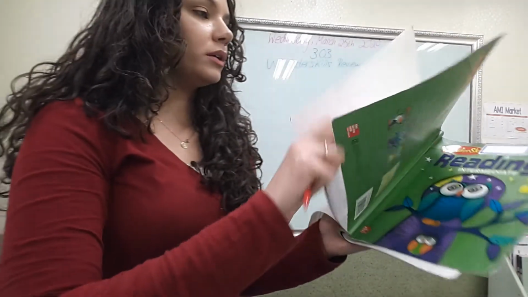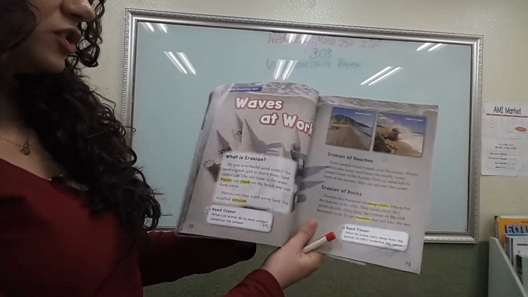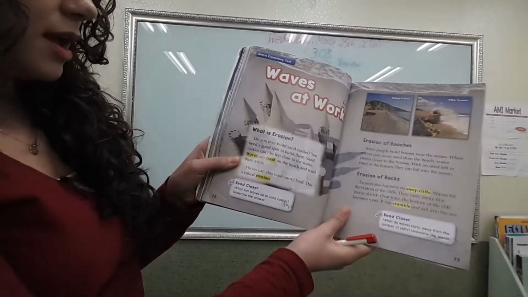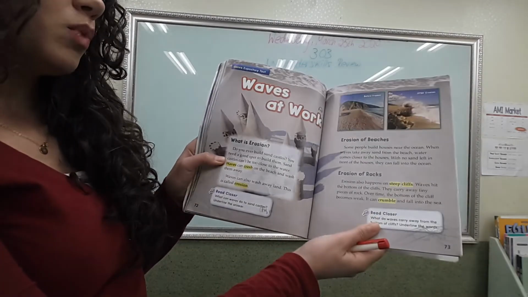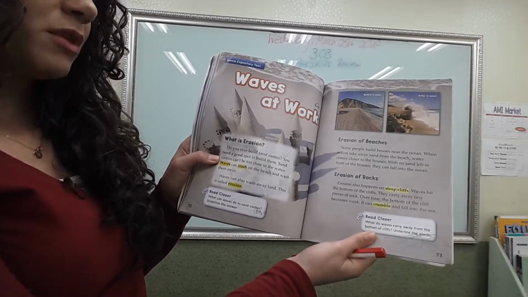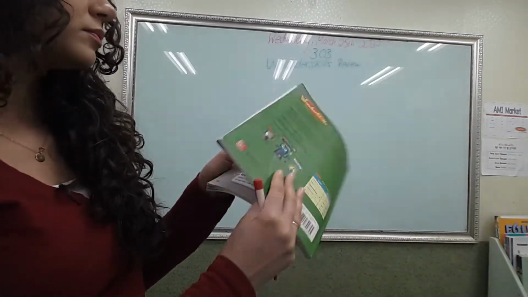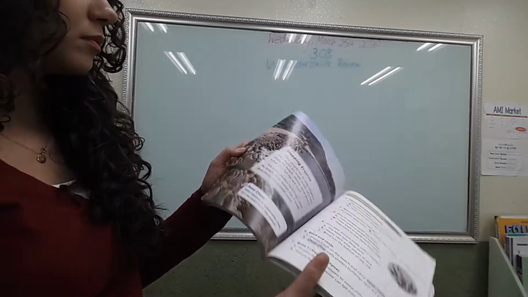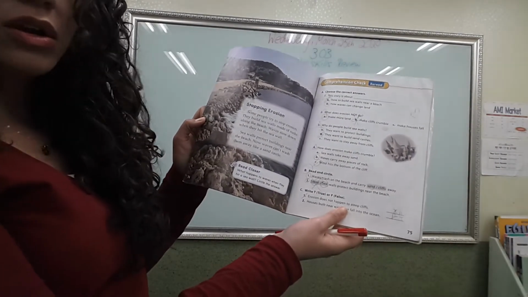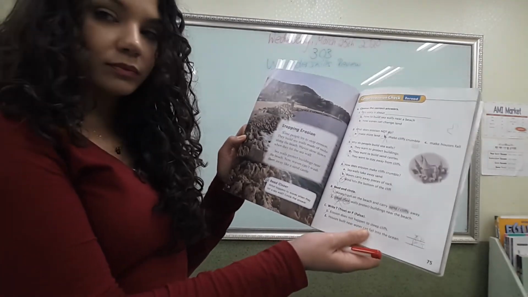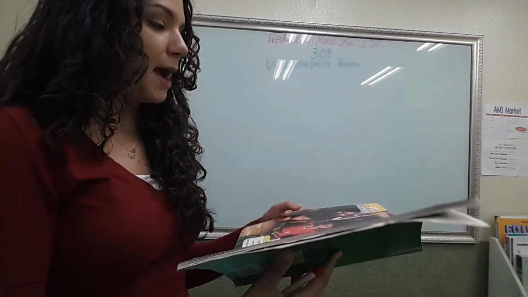Waves at work. Read closer. What can waves do to sand castles? Underline the answer. What do waves carry away from the bottom of cliffs? Underline the words. What happens to waves when they hit a seawall? Circle the answer. Okay, after that we go to Unit 10, Happy New Year.